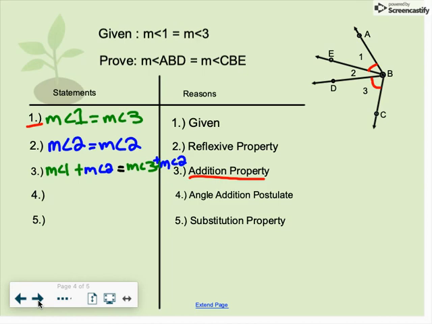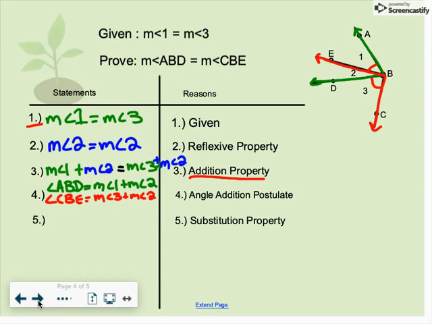Now we look at this and go, okay, the angle addition postulate. Let's think about this. If we look at the measure of angle 1 plus the measure of angle 2, notice that angle is ABD. Angle ABD is equal to the measure of angle 1 plus the measure of angle 2. And if we look here and find angle CBE, we're going to find the measure of angle 3 plus the measure of angle 2. So we now have our angles by the angle addition postulate. All it's saying is we're adding two angles together to get the total angle.